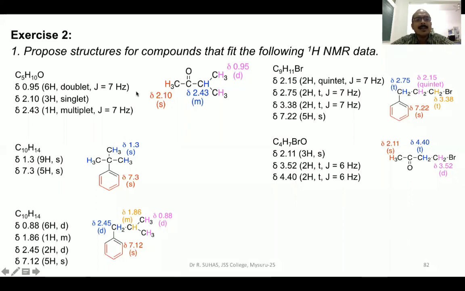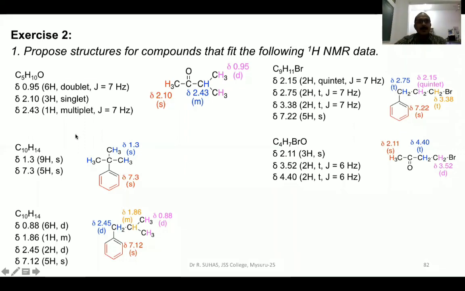Now we have to satisfy the splitting pattern and the chemical shift. It is methyl ketone at 2.1. There is no neighboring proton, that's why it appears as a singlet. Here CH has 6 neighboring protons, 6 plus 1 is 7, that is septet or multiplet. And these two methyls have the same chemical environment. The neighbor is CH, that is 1, 1 plus 1 is 2. That's why you are going to get a doublet. Doublet at 0.95, multiplet at 2.43, singlet at 2.10.